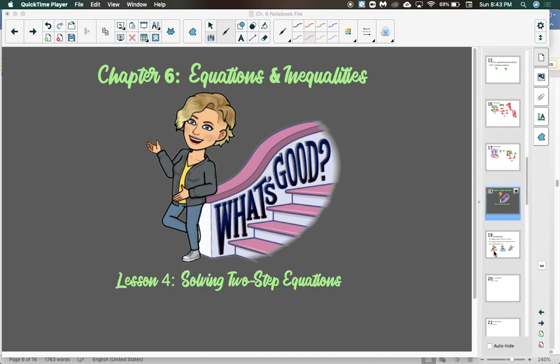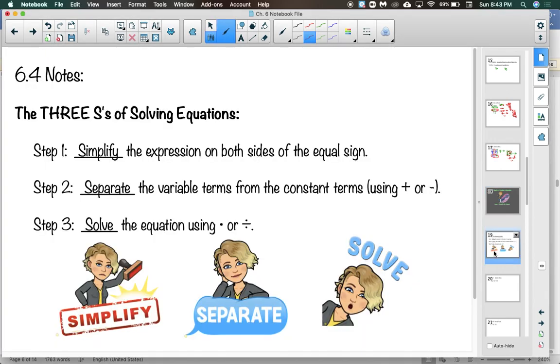So let's start with a little bit of vocab here, guys. Not really vocab, I guess, just some notes. 6.4 notes. There are 3 S's of solving equations. Here they are. I'm going to call these the 3 S's. First S is to simplify the expression on both sides of the equal sign. Step 2 is to separate the variable terms from the constant terms using addition or subtraction. Very important here. Third step is to solve the equation using multiplication or division.